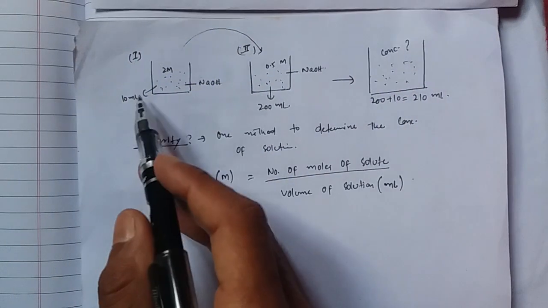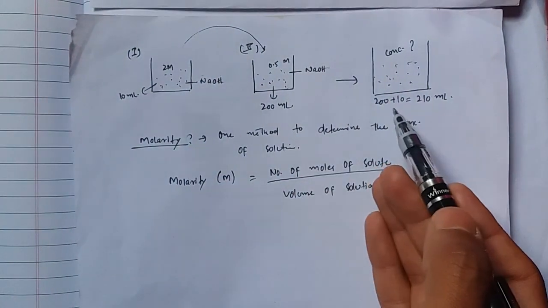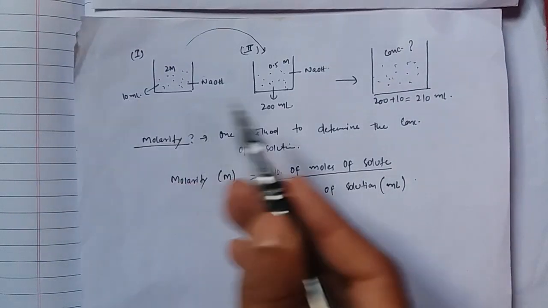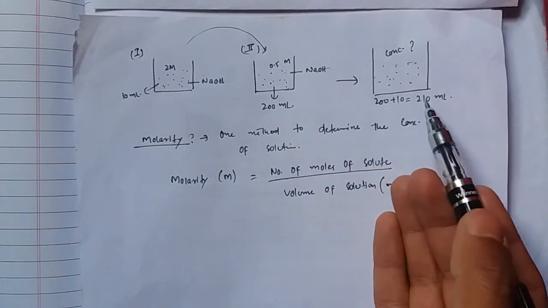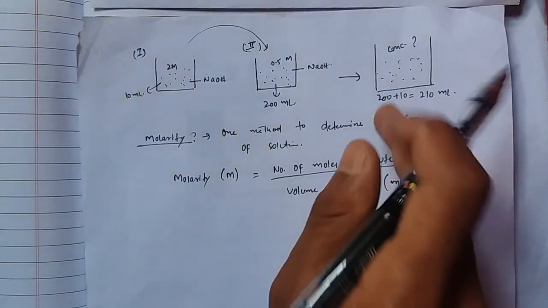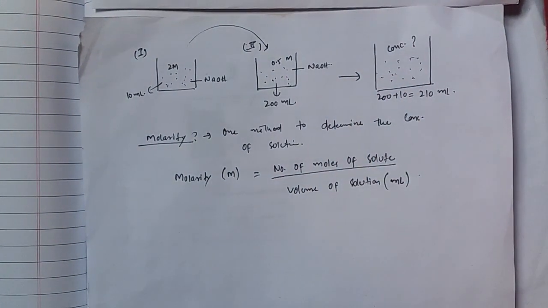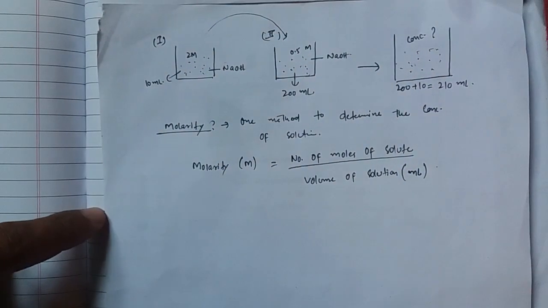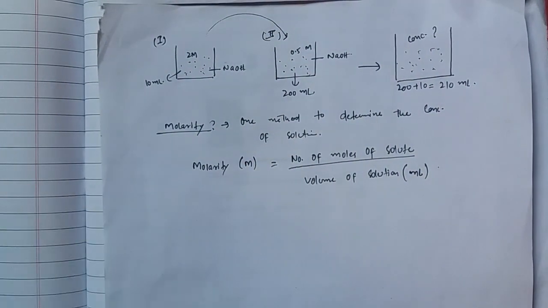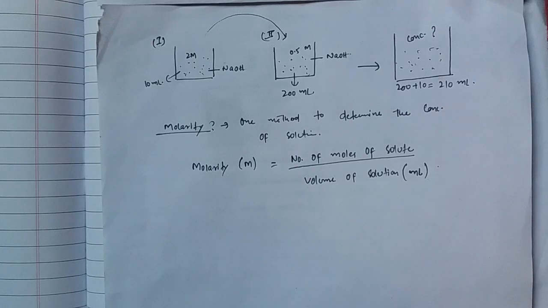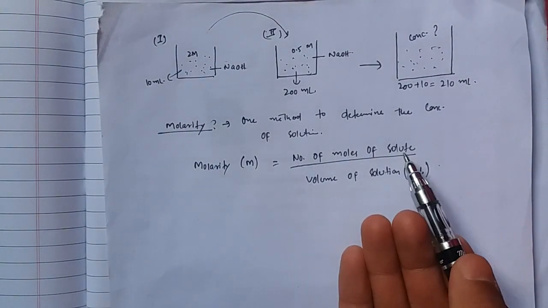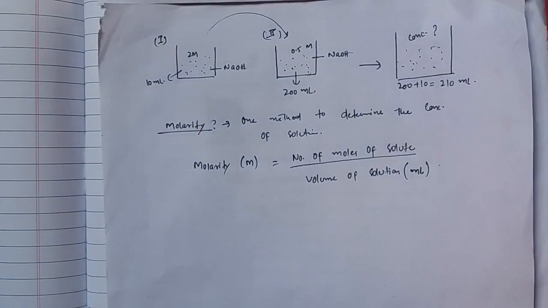See, when we add this first solution to second one, the third solution we are getting would have the volume of 10 ml plus 200 ml, that is 210 ml will be the final volume of this solution. So how we will find the concentration of this resultant solution? We know that molarity is one of the methods for determining the concentration of solution. So this molarity is equal to number of moles of solute divided by volume of solution in ml.